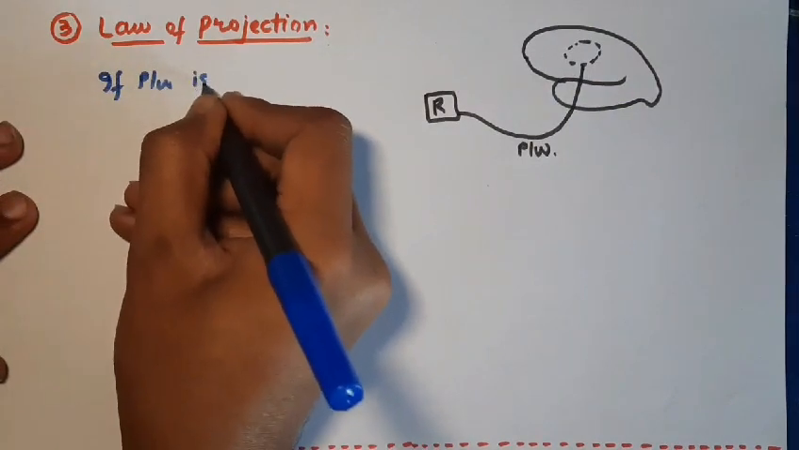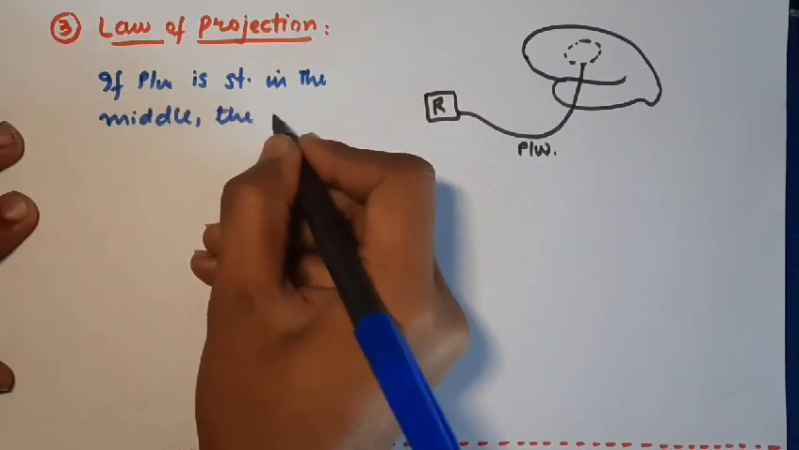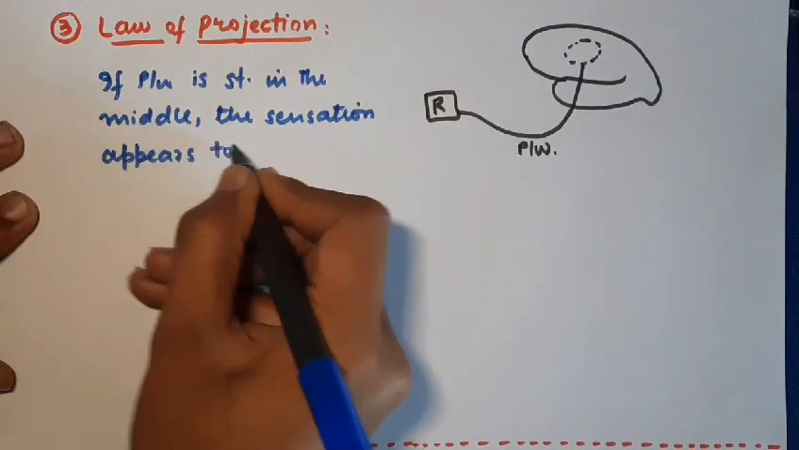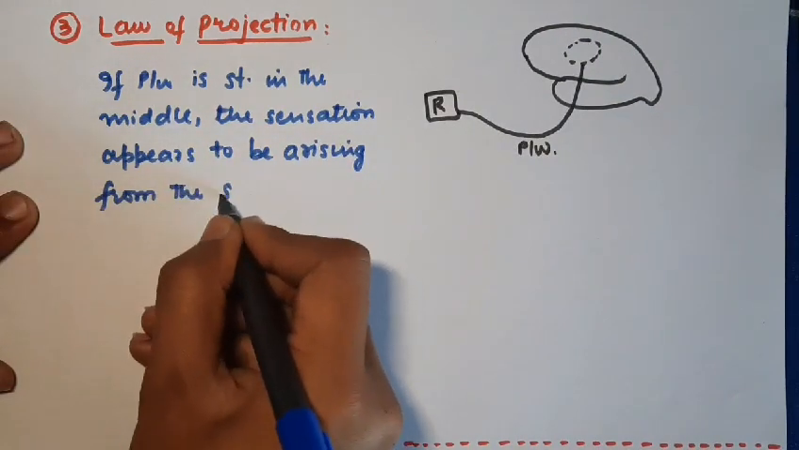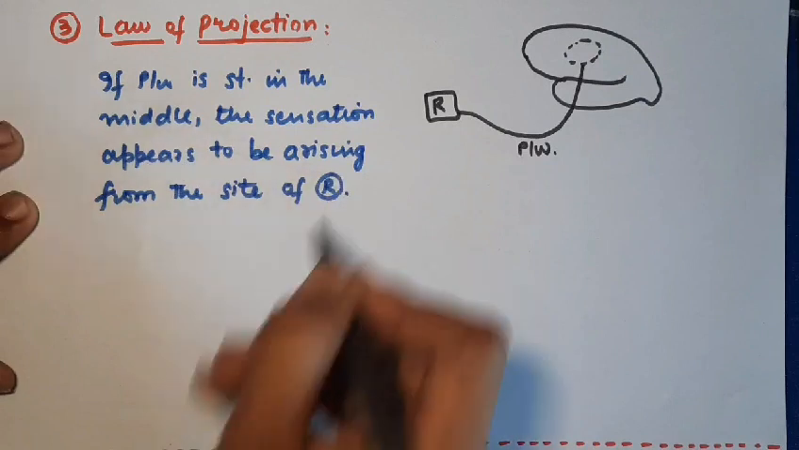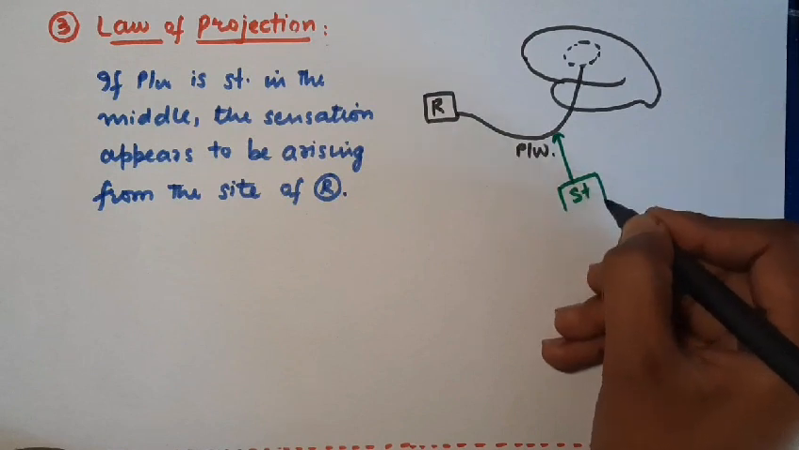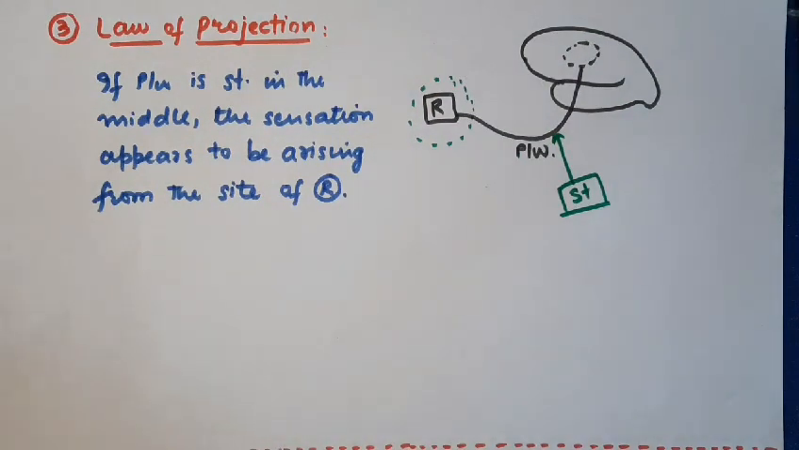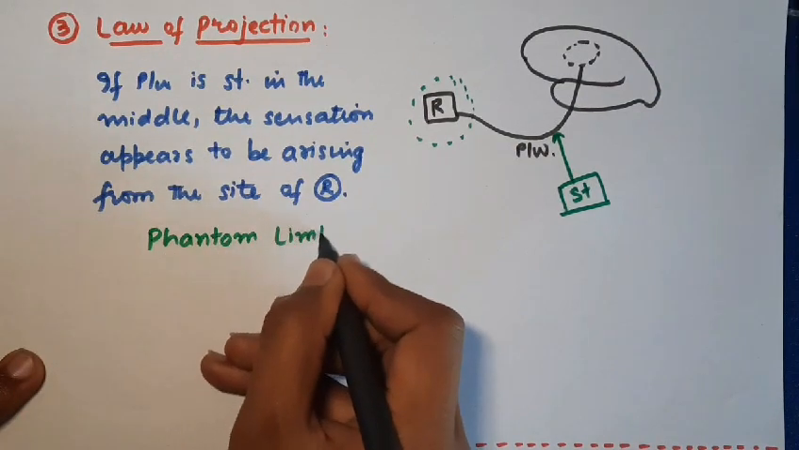The law of projection states that if the pathway is stimulated in the middle, the sensation, obviously, is going to be the same as per Muller's doctrine of specific nerve energies, but this sensation appears to be arising from the site of the receptor. We did not actually stimulate the receptor, we stimulated the pathway, but the origin of this sensation appears to be the same as the location of the receptor. This is very significant when we try to understand the concept of phantom limb.